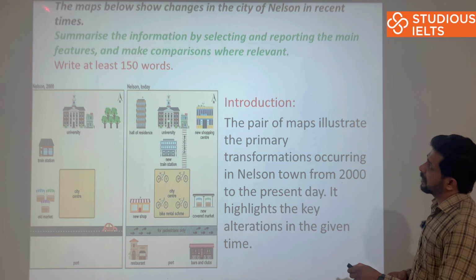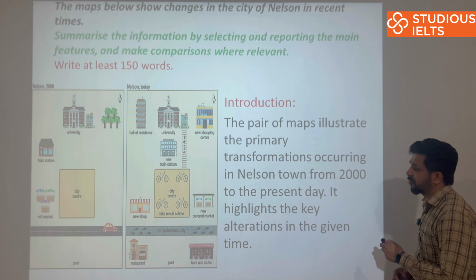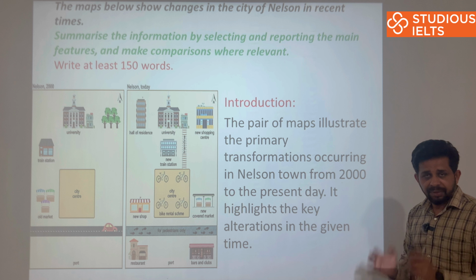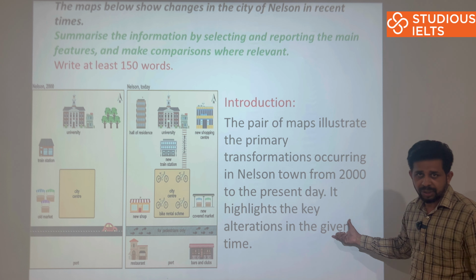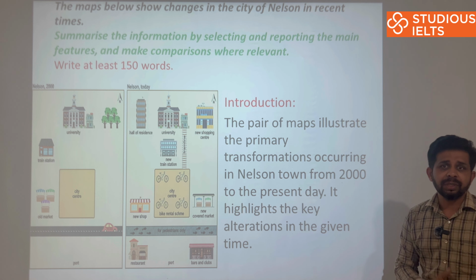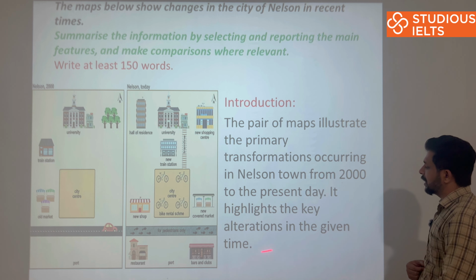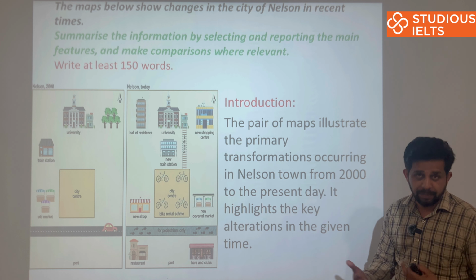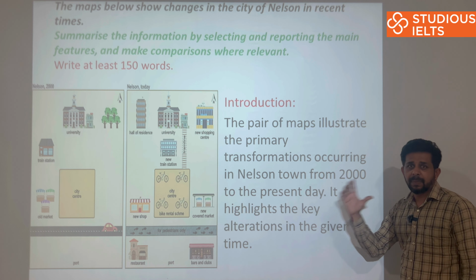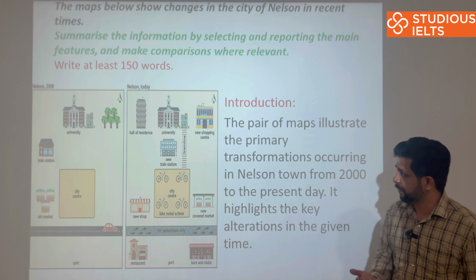For example, here it said the maps below show changes. Here we said the pair of maps illustrate the primary transformations. Obviously, these are different words but representing the same meanings. And every time you see such a question, this should be your approach to paraphrase it. Some addition you can definitely make to your introduction like this. It highlights the key alterations in the given time. You know what the map or the image is actually about. It's about the alterations that happened during a certain span of time. So this is an addition to the introduction which will make it a little impressive.